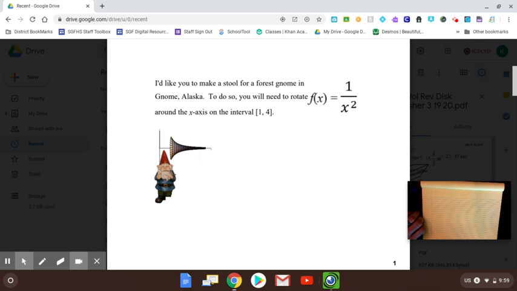Hello, everyone. It's me. We're going to make a stool for a gnome in Gnome, Alaska. AKA, we're going to do the first problem of your notes. There's the picture you can see on the screen. Look at that little guy.